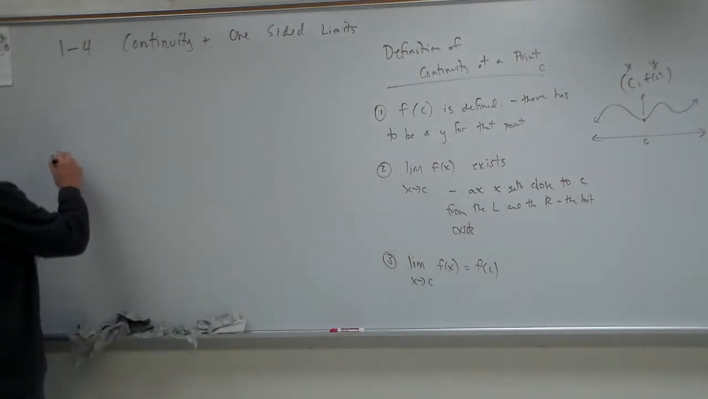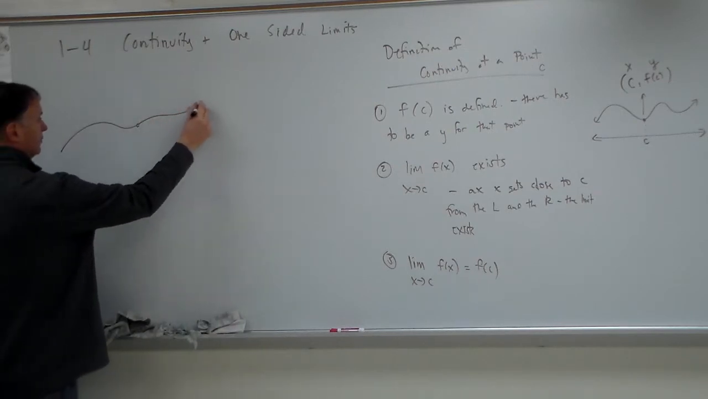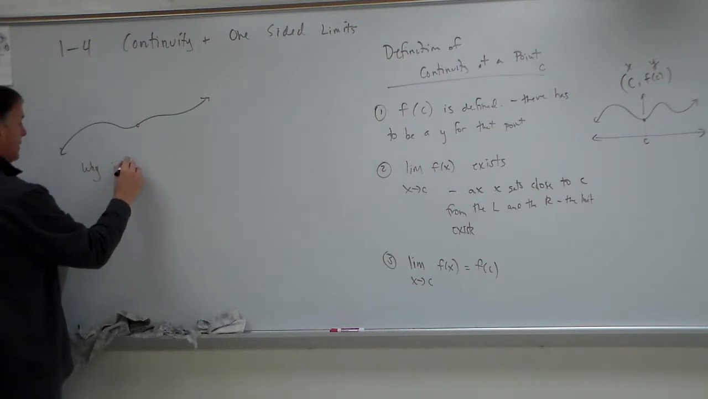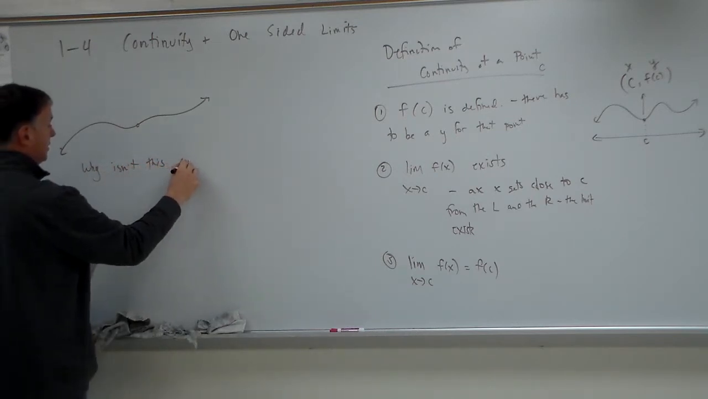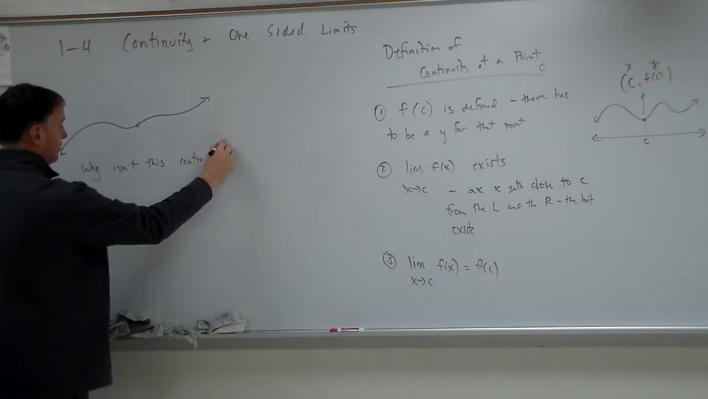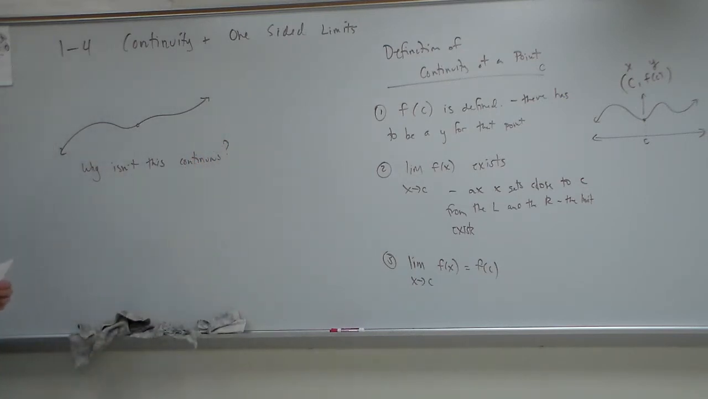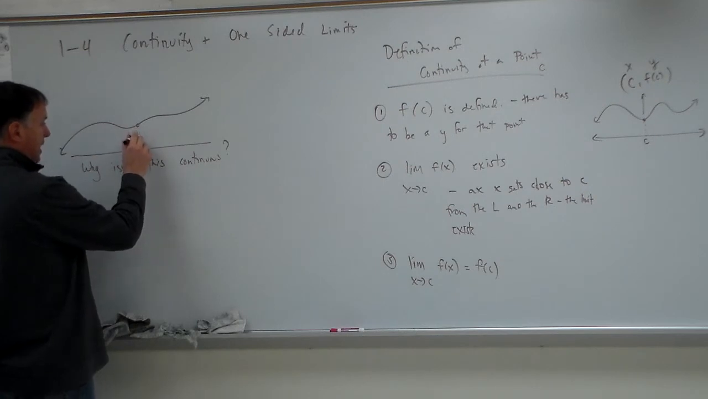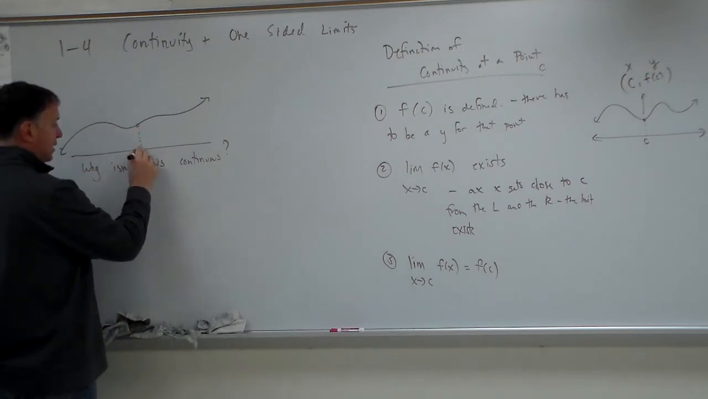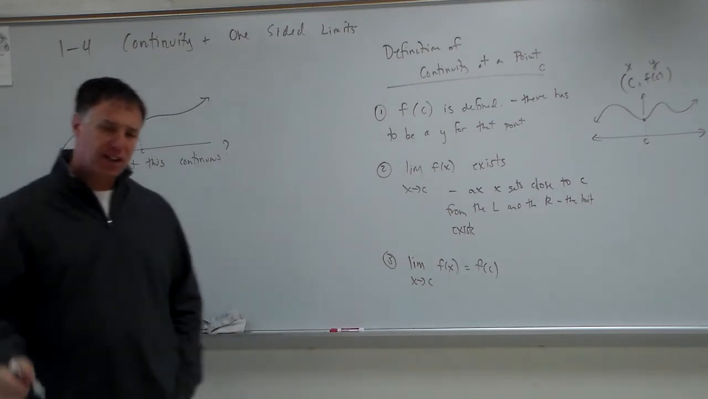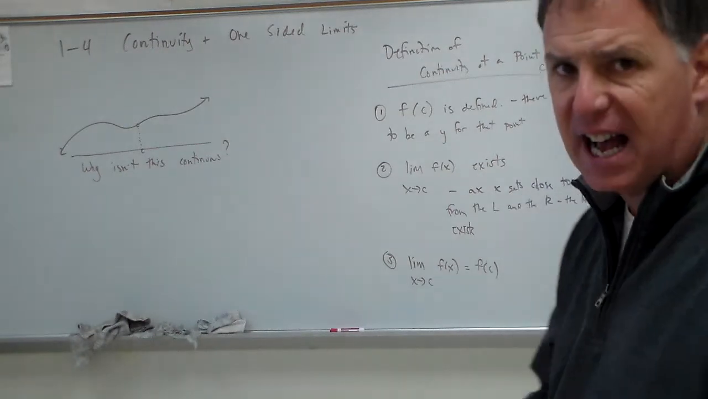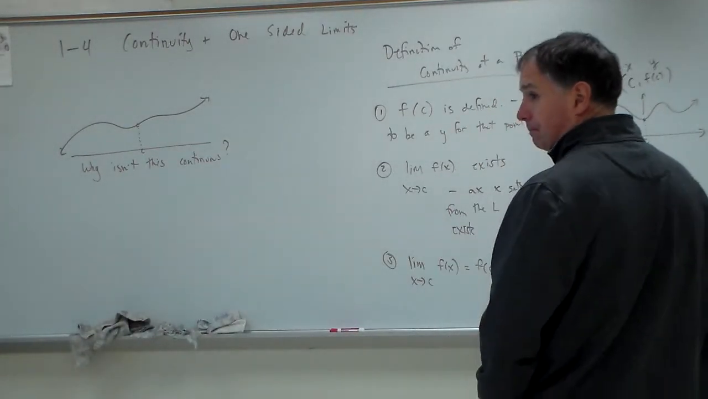So let's say we had this one, and they want to know, why isn't this continuous? We're going to say that this is a number line, and this is some point c, and we're going to go through our conditions and see if they work. We're going to see why this isn't continuous. Well, let's take a look.